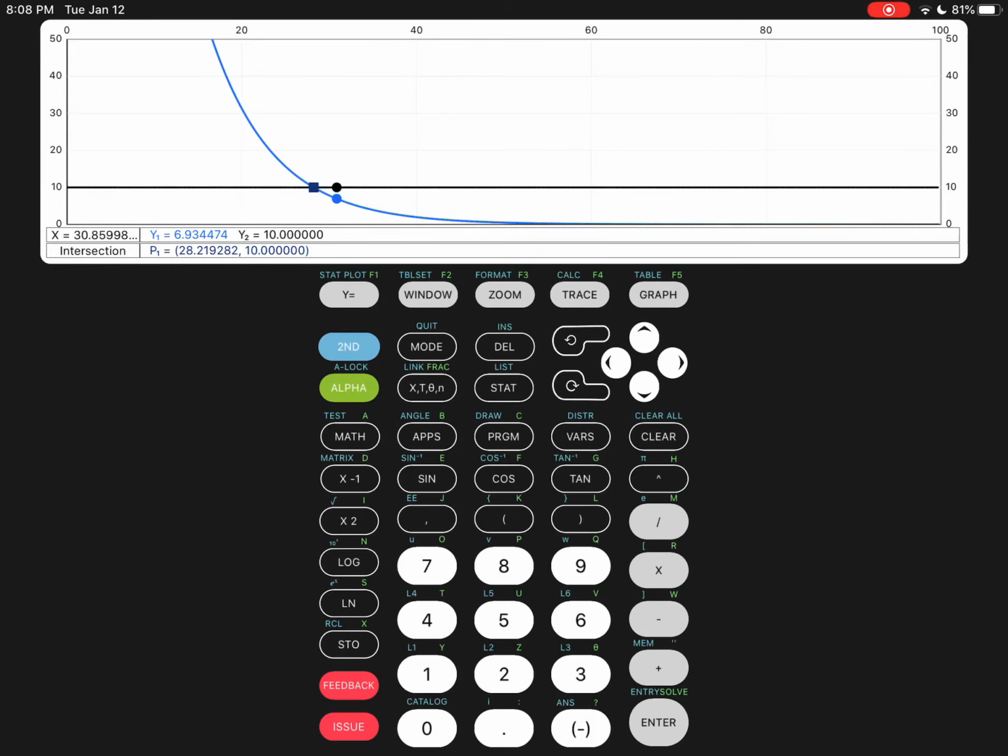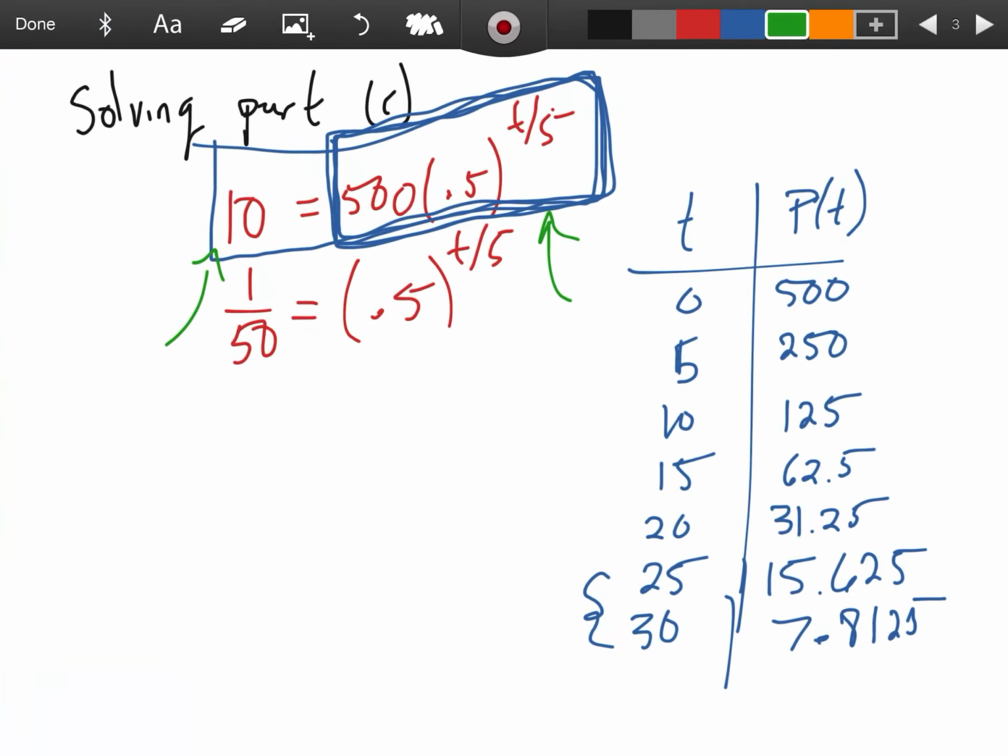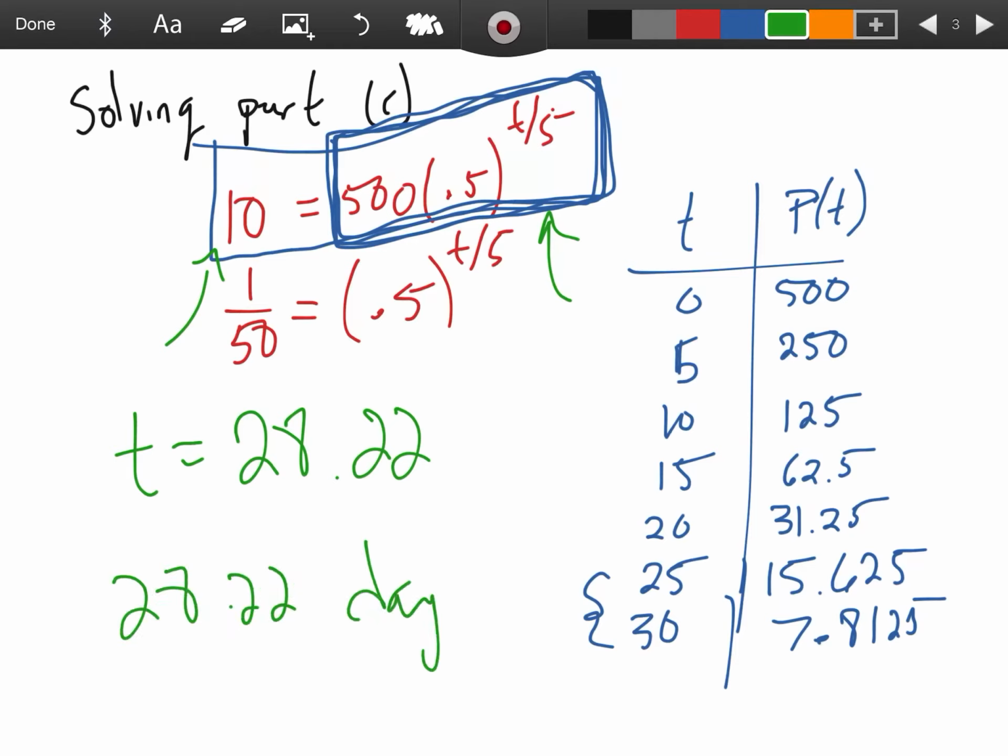So that x value is our answer, right? When t is equal to 28.22, then my p of t is equal to 10. So we wind up getting t is equal to 28.22, I think it was. So at 28.22 hours, that's when we're going to have 10 grams left.